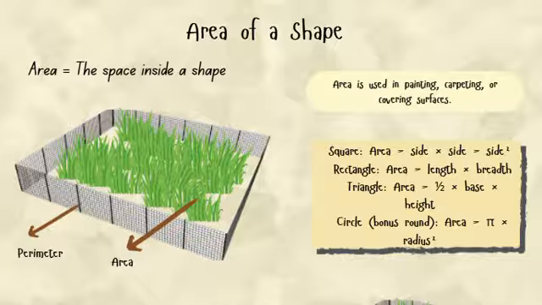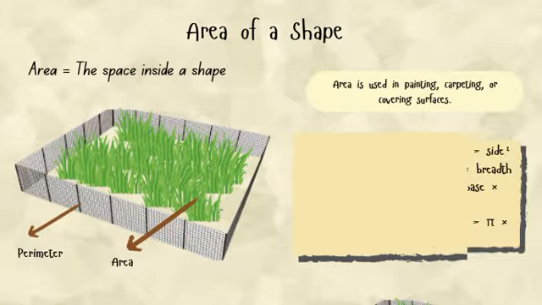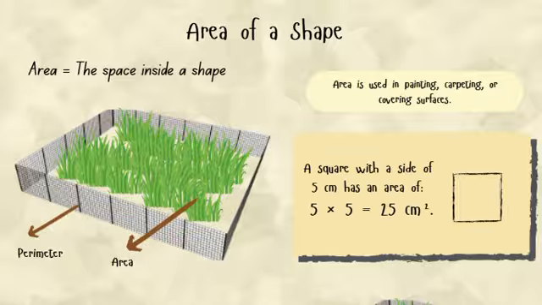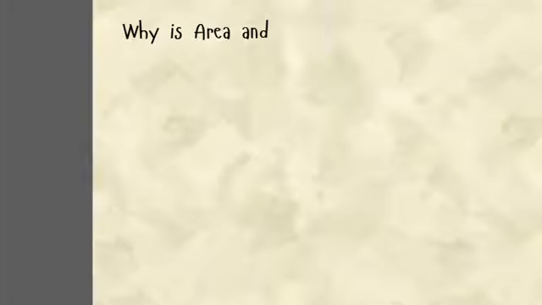And remember, area is always in square units, like centimeter squared or meter squared. For example, a square with a side of 5 centimeters has an area of 25 centimeters squared, which is 5 times 5. Easy peasy. So yeah, just multiply the right parts together.